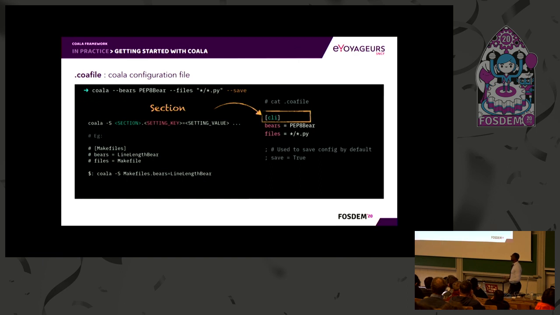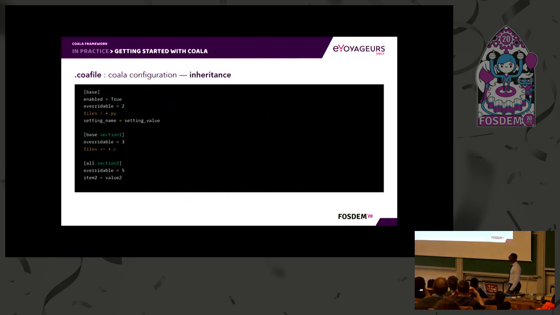at least two mandatory settings, which are specifying the bears, the rules you need to apply on the code, and the files you need to be applying on. You can also enter your settings at the command line, as you see in the ini. In the configuration file, you have a way to organize your bears. This is to avoid repeating yourself in the configuration.